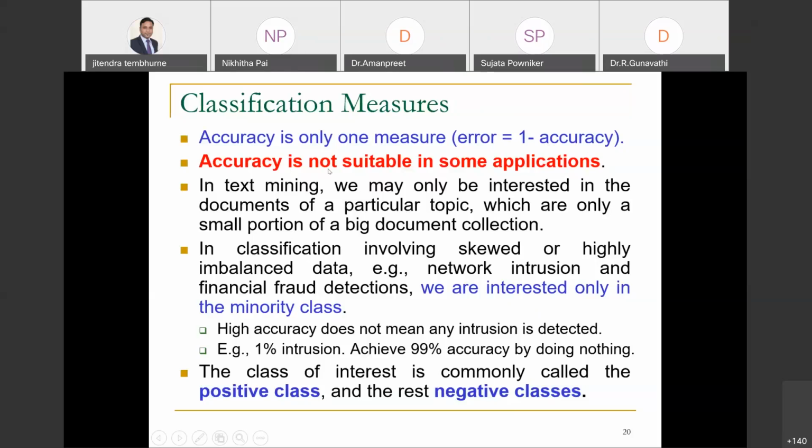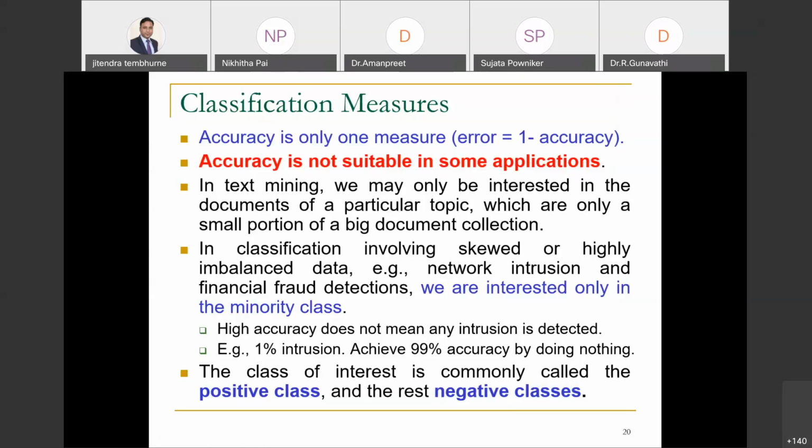Accuracy is not suitable for some applications. That is also true. If accuracy is not suitable for some application, you cannot measure the performance in terms of accuracy. You have to go with another measure. Here I have an example. In text mining, we may only be interested in documents of a particular topic, which are only a small portion of a bigger document collection. So you have a bigger data set, bigger documents, and in that you want to find just a particular topic. In this case, accuracy will not be a good measure.